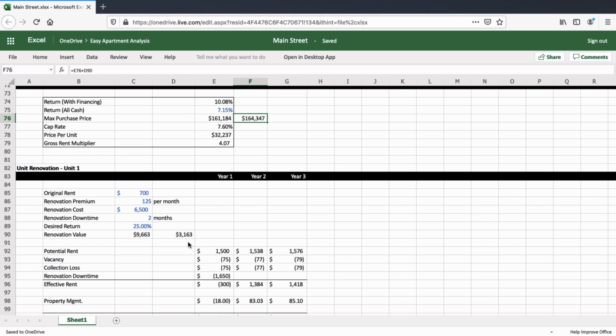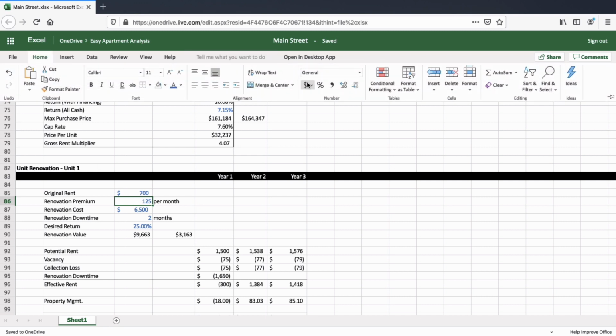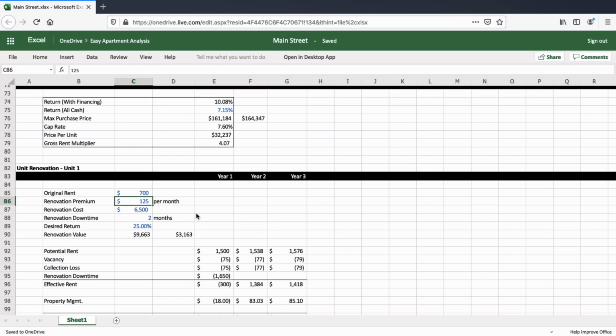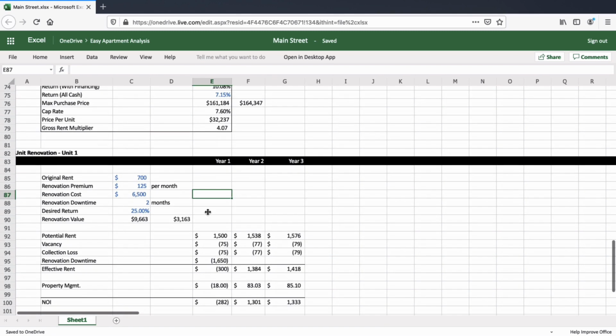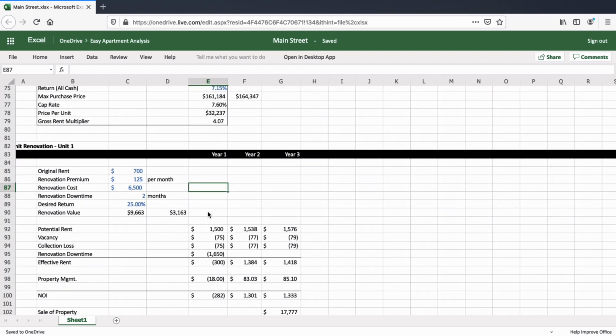Now again, you do have to be careful about this because you can't make any guarantees that you're actually going to get this renovation premium. We're estimating about $125 a month in additional rent just for that one unit. And I actually have to change that to a dollar amount. The formatting is off. So there is risk inherent when you start projecting with value add. But this is how you do it. This is how pros do it. And I think you can see how methodical this is compared to what you're used to doing.